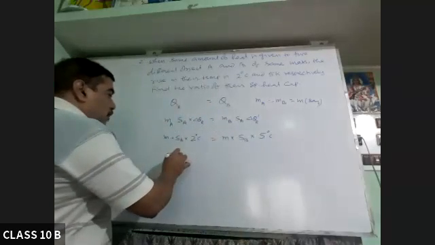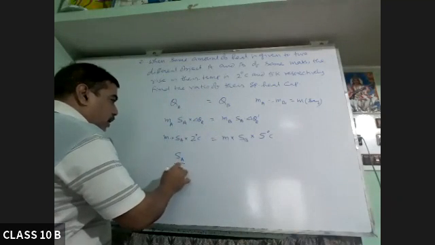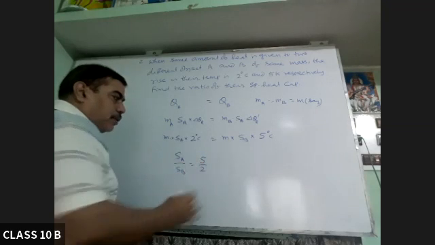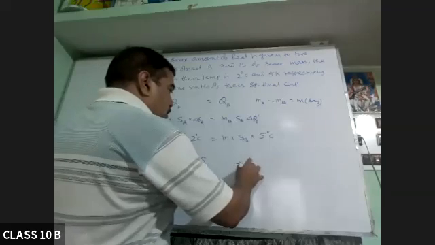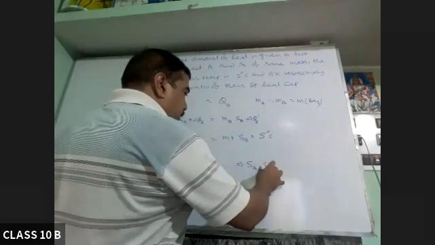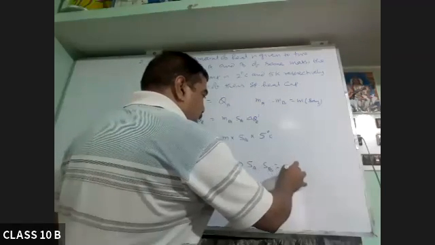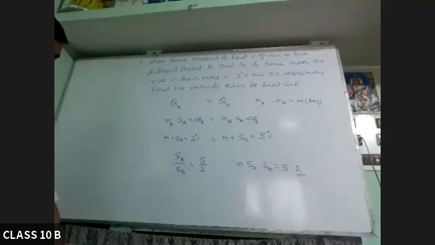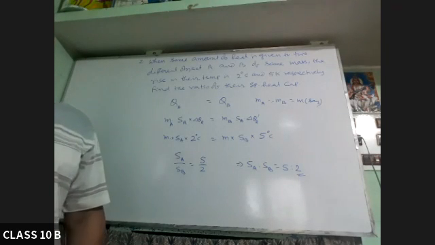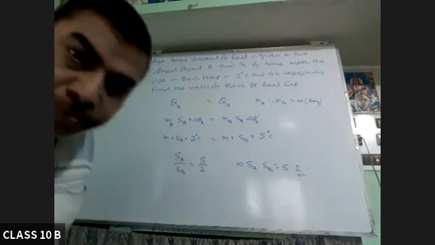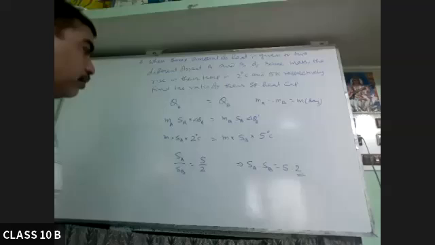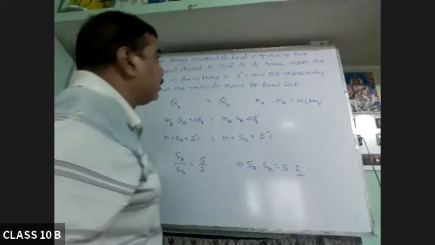So M cancels. So SA over SB will be 5 by 2. So the ratio of specific heat capacity of A and B is 5:2. This is the answer. Okay, maybe if we have written 6, then it is correct.